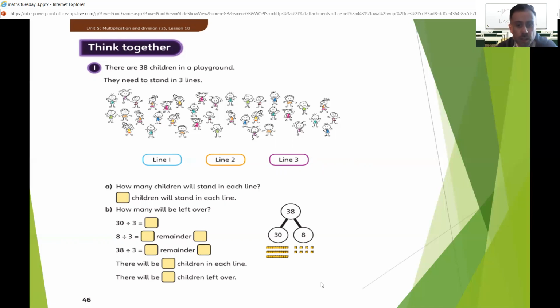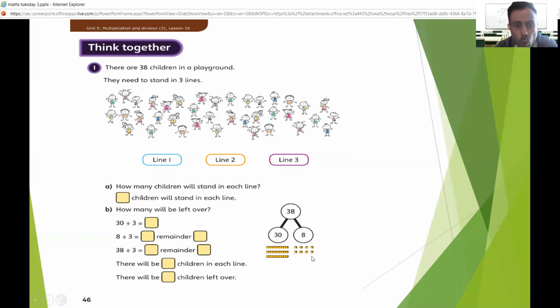All right, so we had 38 children that had to line up in 3 lines on the playground. First of all, we've split it into a 30 and an 8, tens and ones, and then you work it out a bit at a time. So 30 divided by 3 is going to be 10. That's dead easy. We can do that, no problem. 10, first of all. Next, 8 divided by 3.